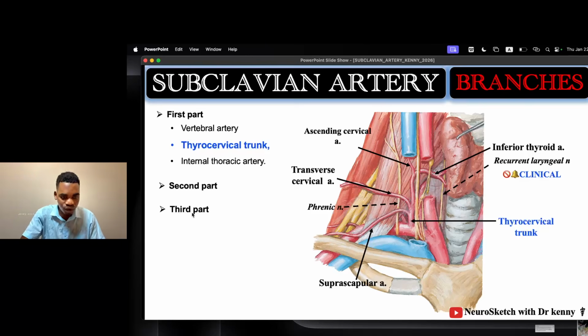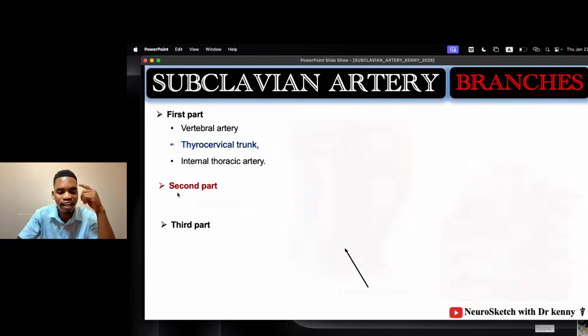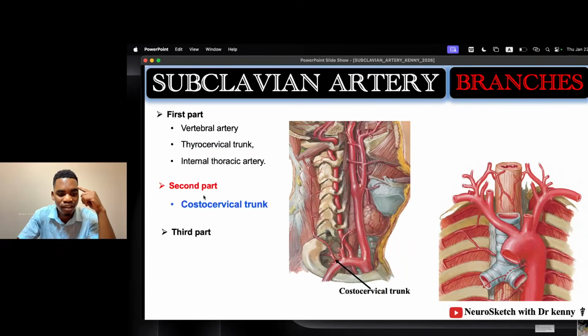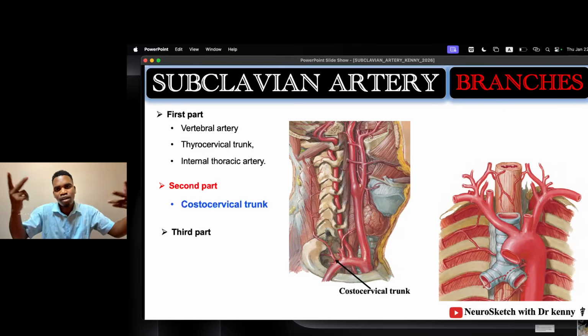So we're going to the second part of the subclavian artery. The second part of the subclavian artery has only one branch, and that branch is called the costocervical trunk. Remember, costal means something relating to the ribs. Cervical, something relating to the neck. Trunk, something big that gives branches. So what are the two main branches of the costocervical trunk?